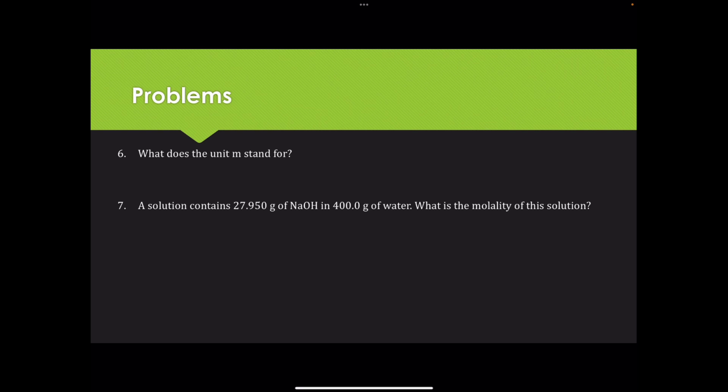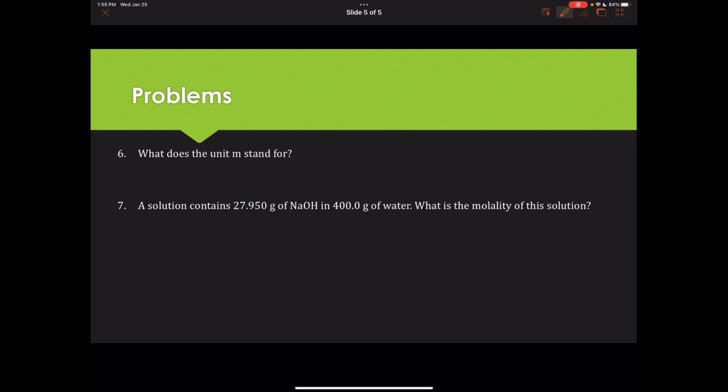So looking at our problems, when we come across that lowercase m, it's important that we recognize what that lowercase m stands for. And remember that lowercase m is the molality, and it is the moles of the solute per kilogram of the solvent.